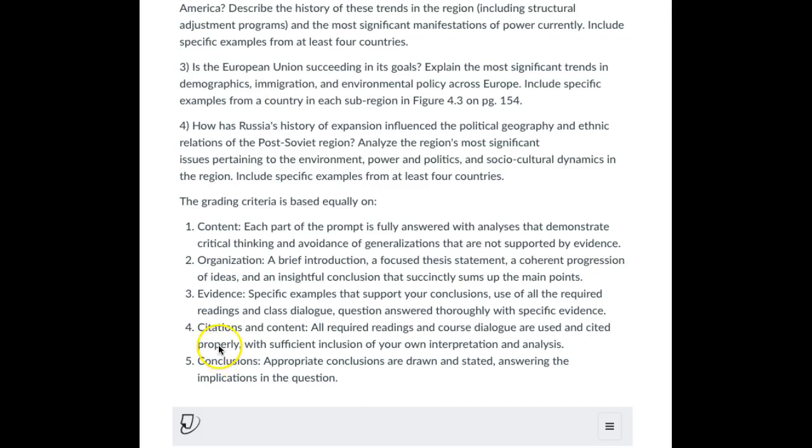I imagine you're using APA in your other social science courses, so you can feel free to use that, with sufficient inclusion of your own interpretation and analysis. So this is important because we're not only looking for a regurgitation of all the information that we've learned so far, but how you have synthesized your own interpretation and analysis into that. It's very important to explain that, and that's a key part of these essays. You could think roughly about 1/3 of the essay should be about your own interpretation and analysis.